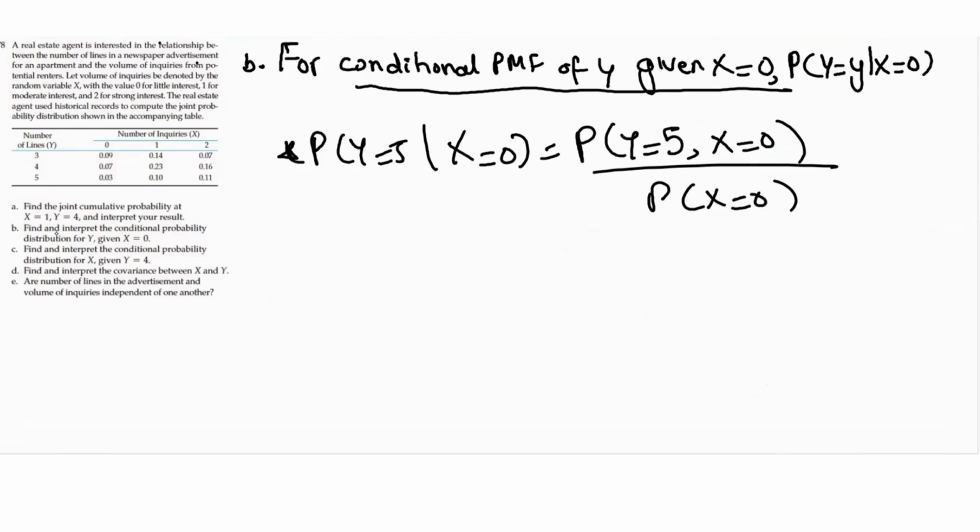Again, like we said, this probability y is 5 and x is 0 is the joint probability of x and y, which you can directly read from the joint PMF, right? So this is where y is 5 and this is where x is 0. So this is 0.03 is what we are looking for. Right? So this is 0.03. The probability x is equal to 0 we already found is 0.19. So this just turns out to be 0.16.